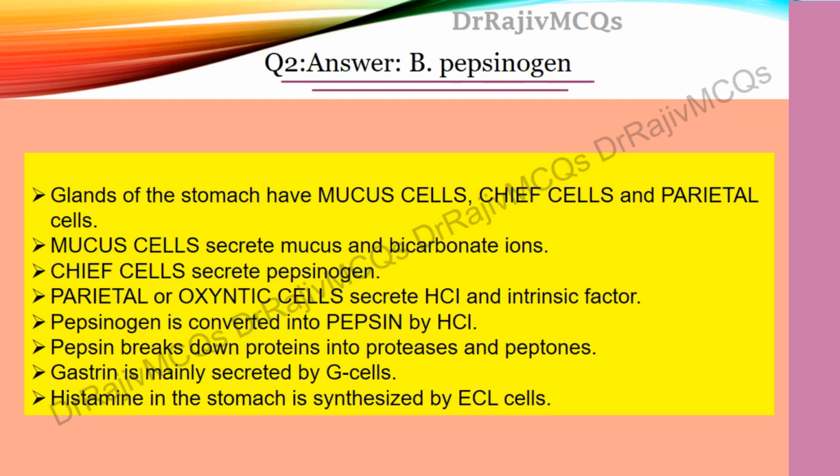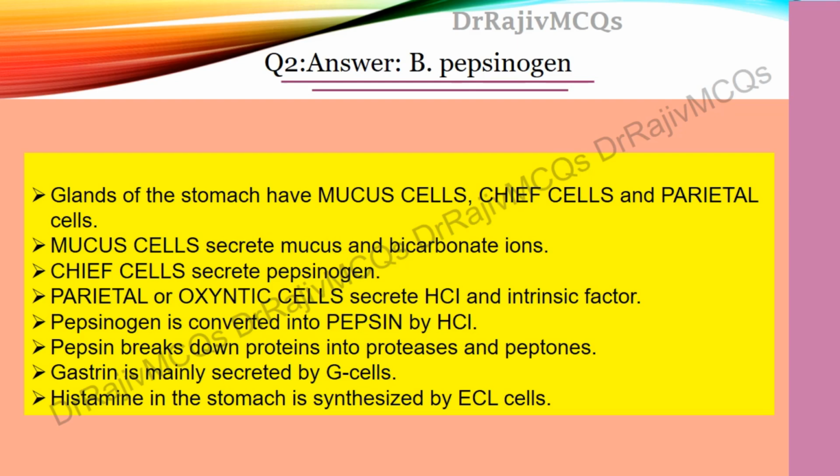Mucus glands are present in the cardia and the pyloric region. The parietal cells and chief cells are present in the body of the stomach, including the fundus. Chief cells or peptic cells secrete proenzyme pepsinogen. The pepsinogen in the presence of hydrochloric acid gets converted into the active enzyme pepsin. The pepsin breaks down proteins into proteoses and peptones.